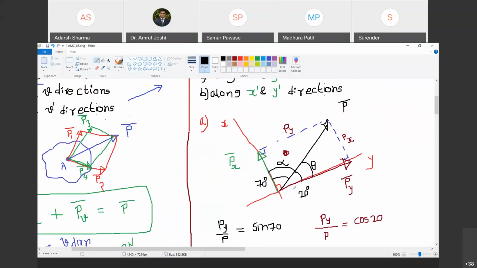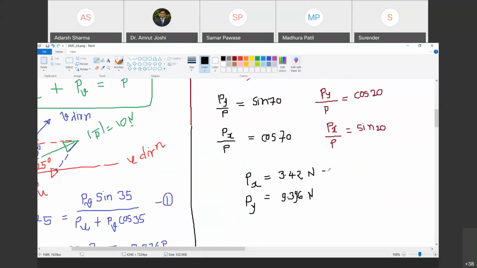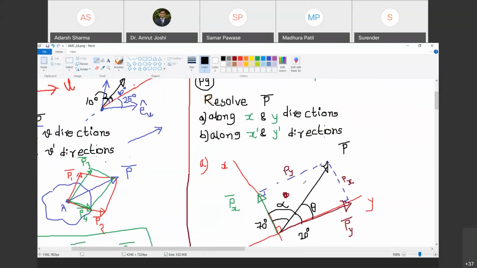Ab zara yahan pe dekho, Px positive aya isliye towards right, Py positive aya isliye towards up. It is upward, right? Yes. So these are therefore towards right, therefore towards up. Therefore stands for positive sign. Positive, therefore towards right. Positive, therefore up. These are the components along x and y directions. Do you agree with me?